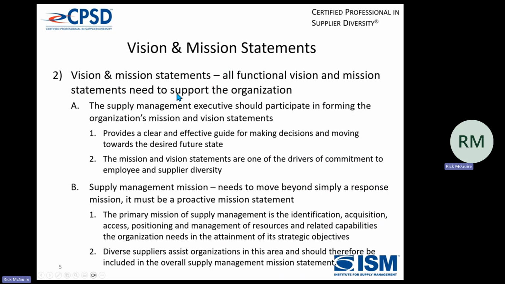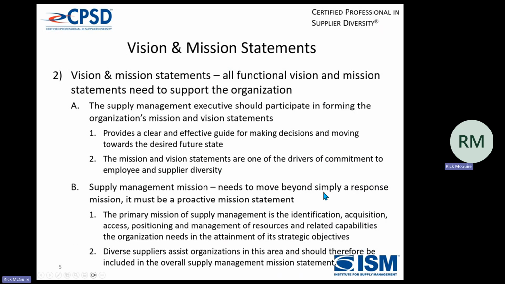Vision and mission statements. All functional vision and mission statements need to support the organization. Supply management executives should participate in forming the organization's mission and vision statements and provide a clear and effective guide for making decisions and moving towards the desired future state. That's what a vision and mission statement does for you. The mission and vision statements are one of the drivers of commitment to employee and supplier diversity.